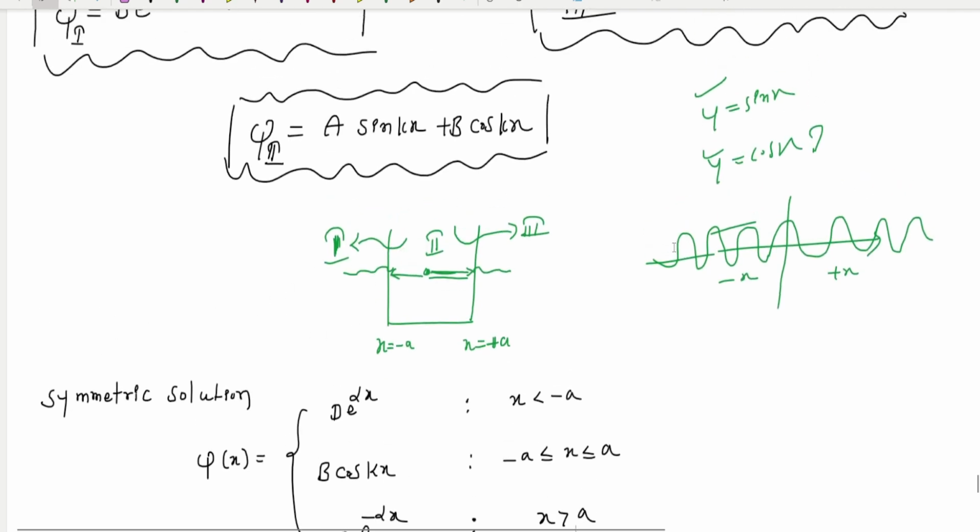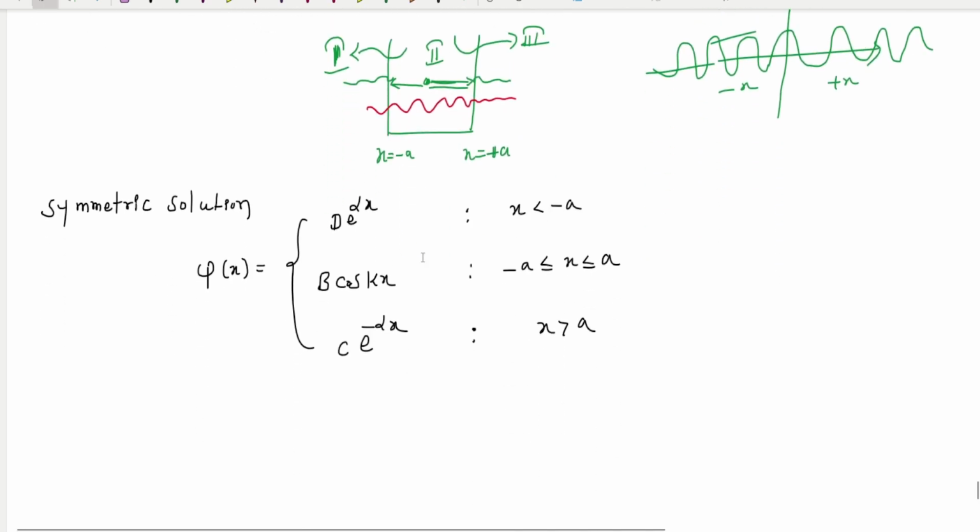In case I consider this wave function, suppose this wave is traveling like this. If it is symmetric, it will match the cos function, a continuous function. Here some exponential function is there. This exponential function, d e power alpha x, matches the b cos kx function in region 2. Then it travels to the x equal to plus a region. It will match the other function, e power minus alpha x, at region 3. So this is the solution.